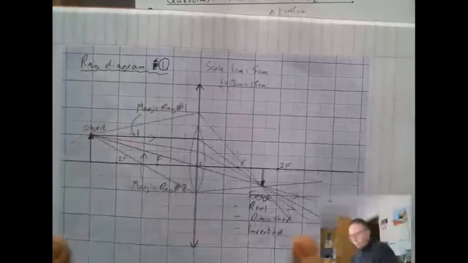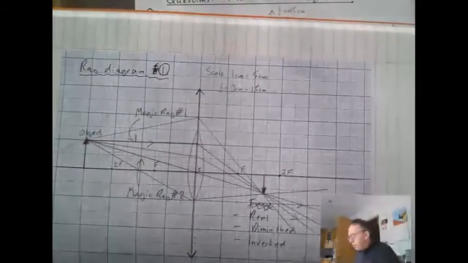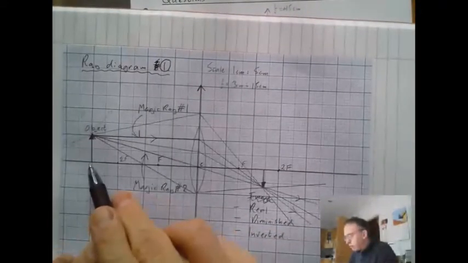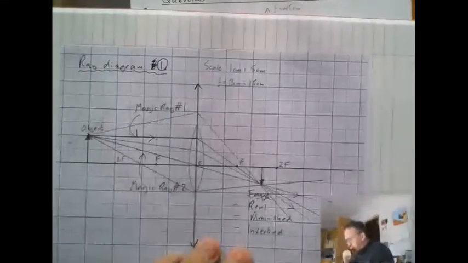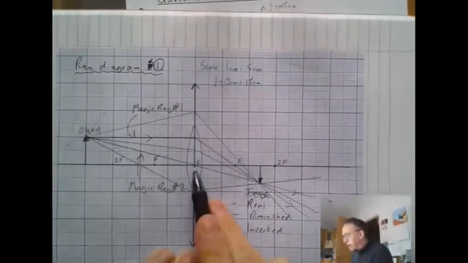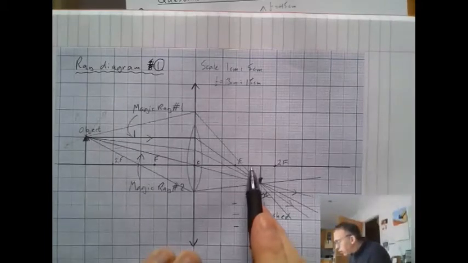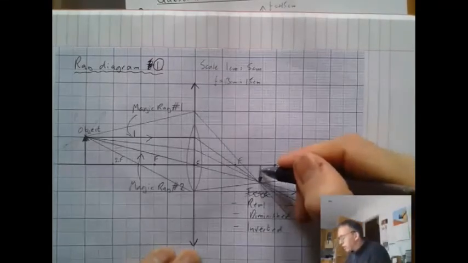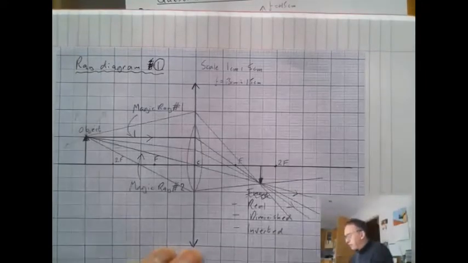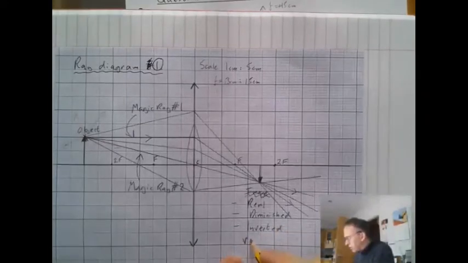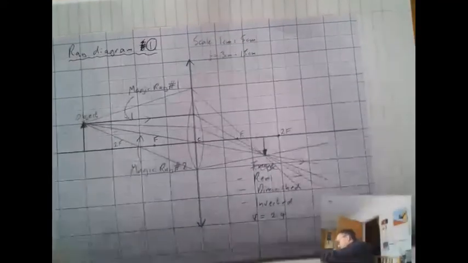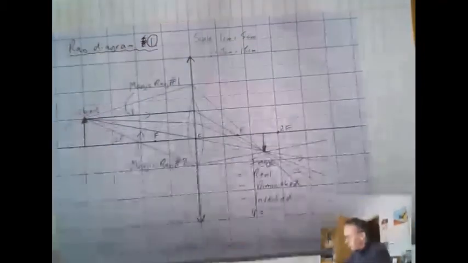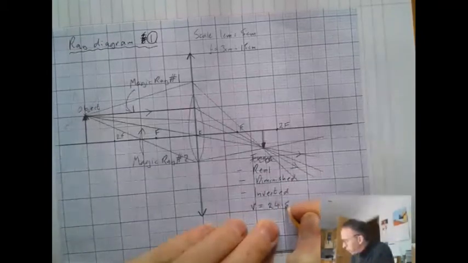here's ray diagram number one. It's a bit messy, but we placed the object at 10, 20, 30, 40 centimeters from the lens, and the image turned up between F and 2F. And actually, if we measure that distance from the ray diagram, that's about 24 and a half centimeters. So the image distance, according to the diagram, is 24.5 centimeters.